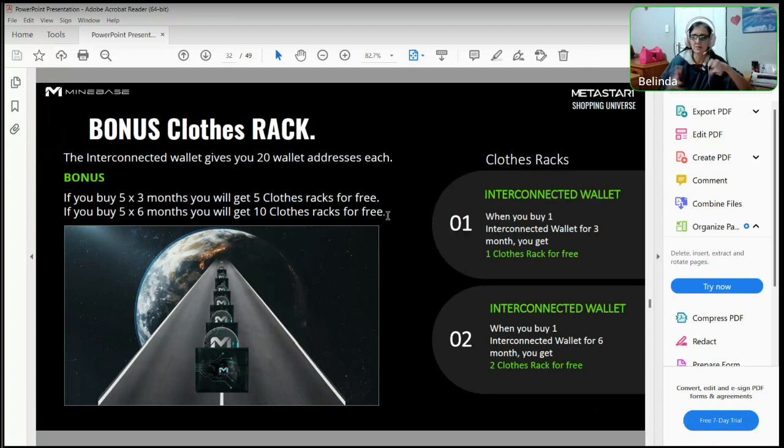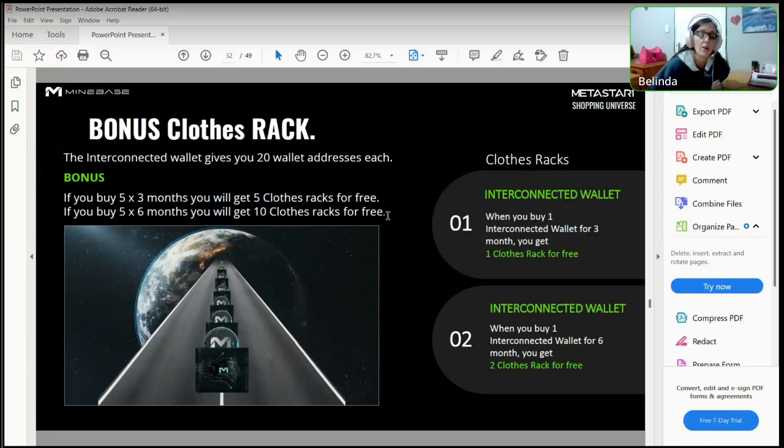For me, you're going to be giving away a lot more now, the USDT. What would you prefer to keep, your USDT or your Ethereum or your Minebase tokens? So it's completely up to you. And then obviously, if you have interconnected wallets, you're earning from that still.